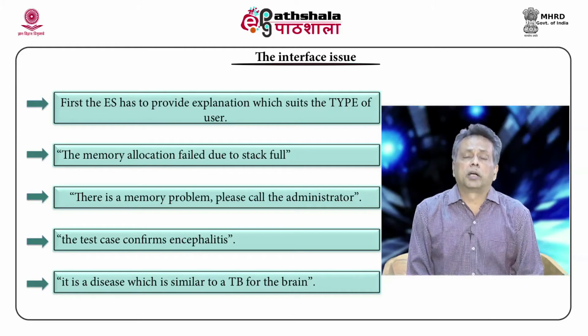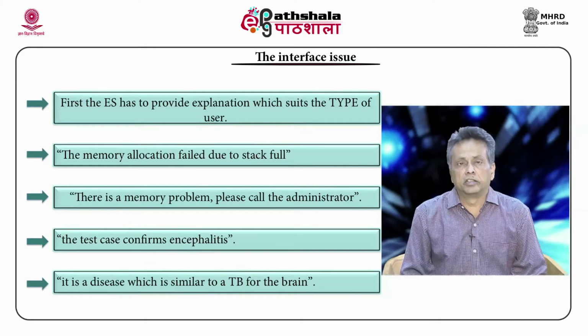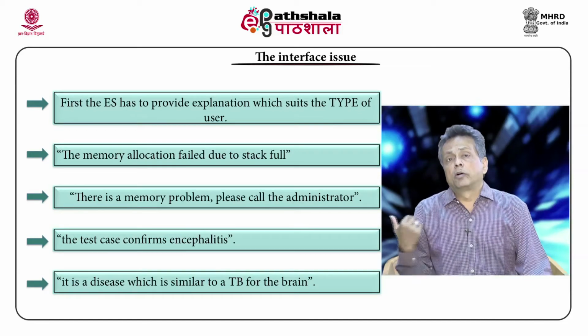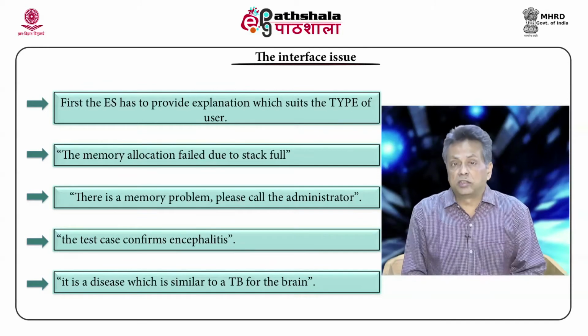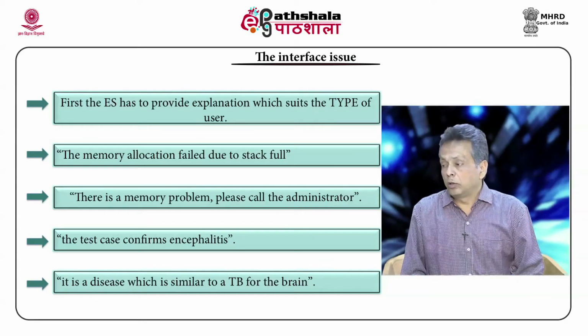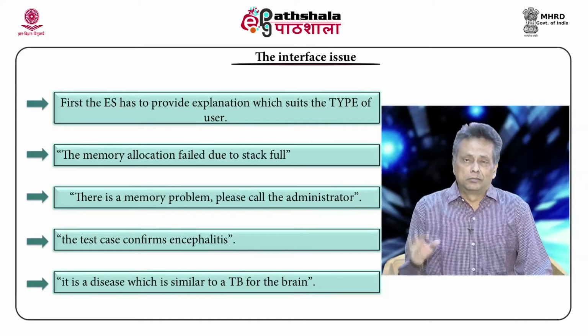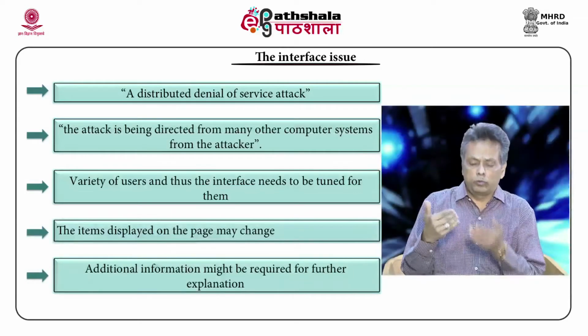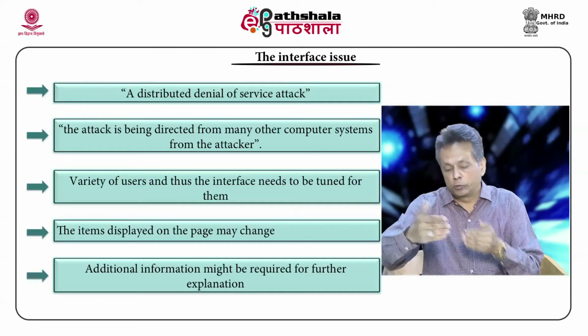Now, this is a report coming up. If that report is given to a doctor, he immediately understands what it is. But if the same report goes to the parent, they will never be able to understand it, so it will again be toned down to something like: it is a disease which is similar to TB for a brain. Okay, this is an example of how the interface should tone down or modify the output.